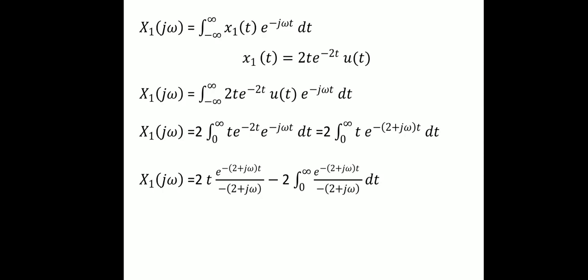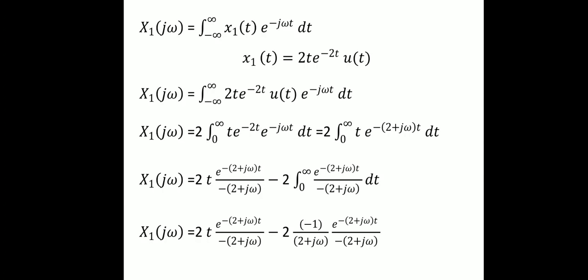In the first result, the limits are not substituted so far. Limits are 0 to infinity. We have to substitute the limits from 0 to infinity. Now the first function stays as it is, whereas the second function we have to integrate again. Upon integration, it is of the form integration of e power ax, which will be e power ax by a. Here a is minus (2 plus j omega).